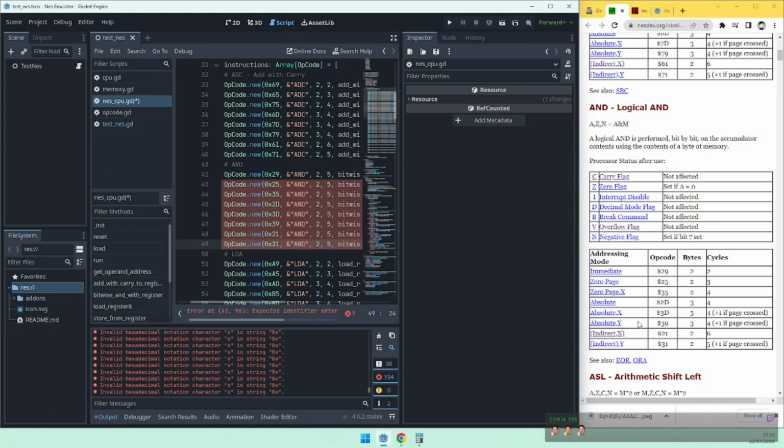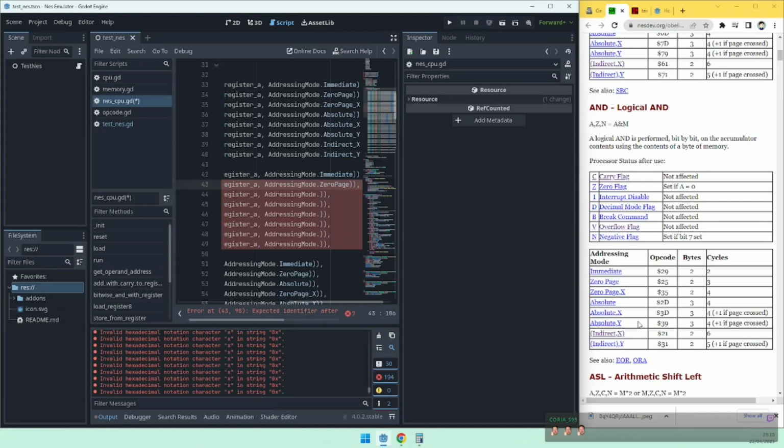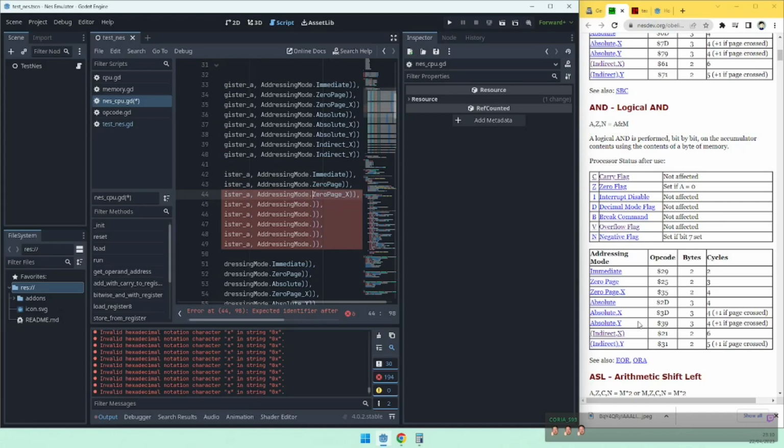Okay. And the addressing modes are immediate, zero page, zero page X, absolute, absolute X, absolute Y, indirect X, and indirect Y.